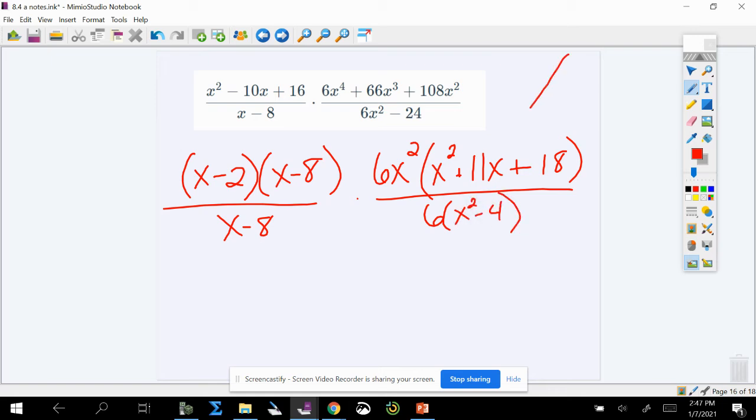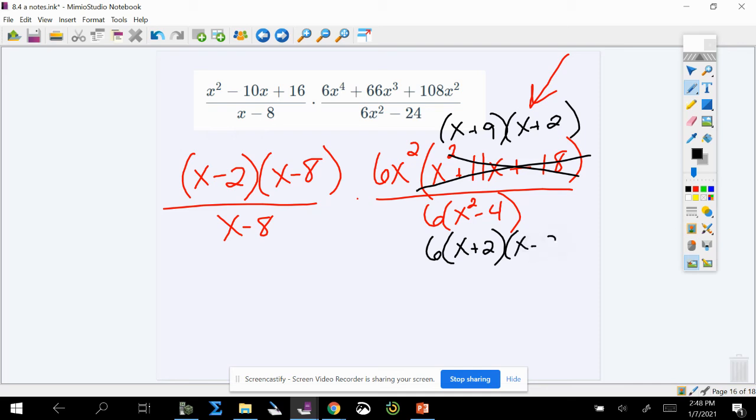I can go further with this side. If you want to save space, you could actually just work right above it and say, okay, this x squared plus 11x plus 18. I need numbers that multiply to get 18 and add to get 11. That's going to be a plus 9 and a plus 2. So you can do that, and that can kind of save you space. Same thing down here. You can rewrite that as difference of squares, x plus 2, x minus 2.